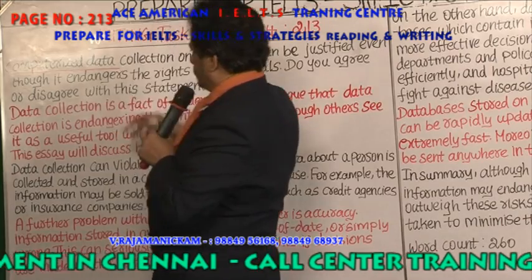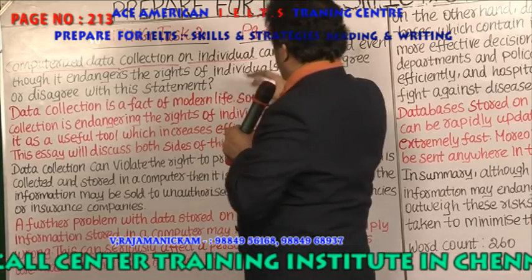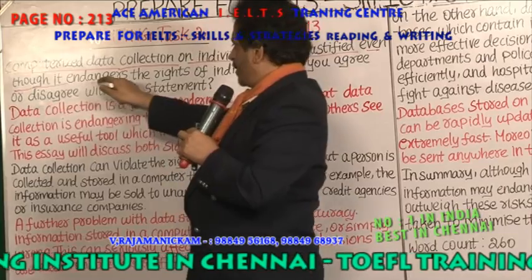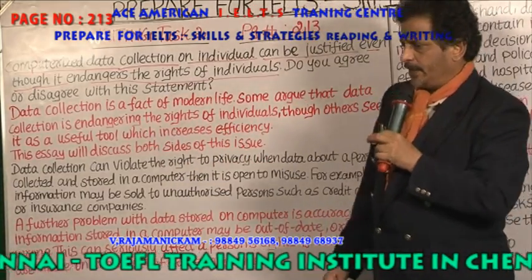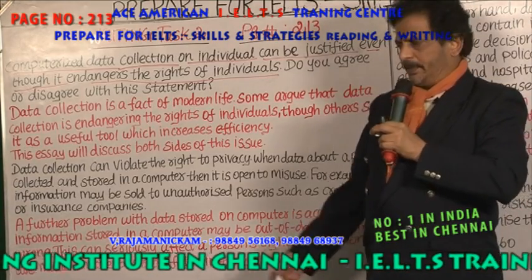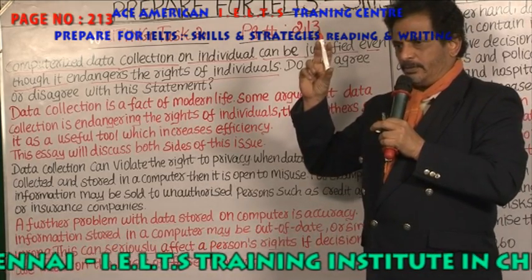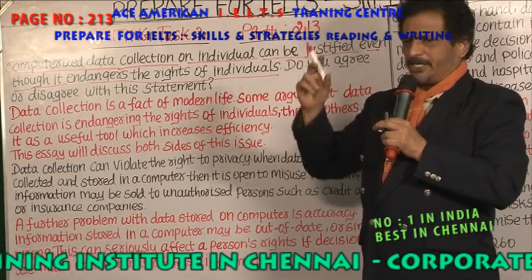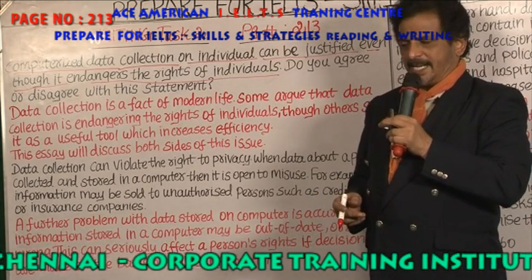Computerized data collection on individuals can be justified even though it endangers the rights of individuals, right? It is a technological invention. It is a technological fruit which people, in Google, through the map, you can find out exactly where the place and location are, everything. It is all the products of technological advancement.